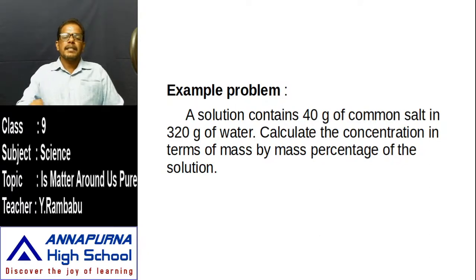Then mass by mass percentage of the solution is equal to mass of the solute by mass of solution into 100. Put 40 grams in the place of mass of solute and put 360 grams in the place of mass of the solution. But if you substitute 320 grams in the place of mass of the solution, that is totally incorrect. Then 40 grams by 360 grams into 100. If we simplify, then the answer is obtained. Like that, you have to solve the problem.